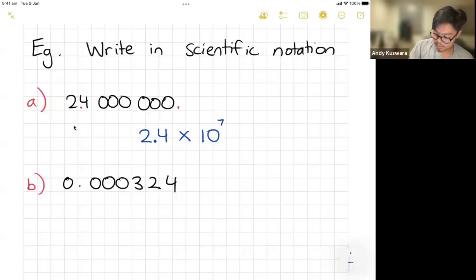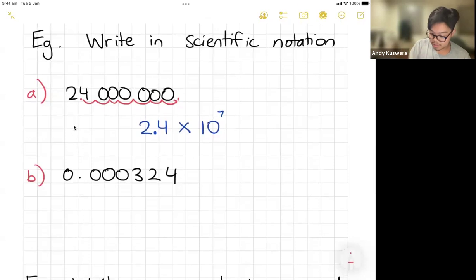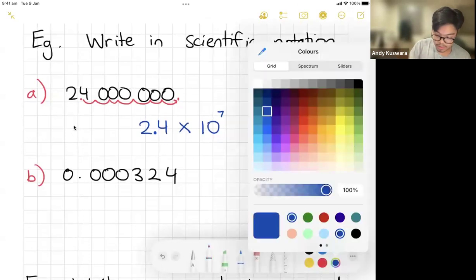Okay, and maybe for this first one, just so you can see, 1, 2, 3, 4, 5, 6, 7. You can see I moved the 7 spaces to the right. All right, so that's how you do it for a large number. Let's see how we go with a smaller number.